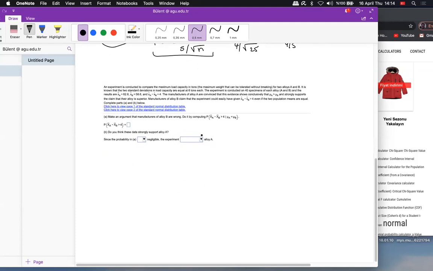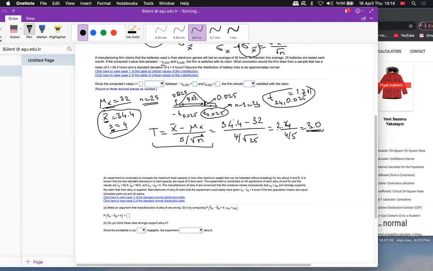Yes, I'm going for you, Ömer. Could you repeat the part about whether we are satisfied or not? What does it say? If the computed t value falls between 1.711 and minus 1.711, if the t value that we found was between these two values, then the firm would be satisfied with this claim. But okay, I got it. I'm finding 3, so that's why I say the firm shouldn't be satisfied with this claim.